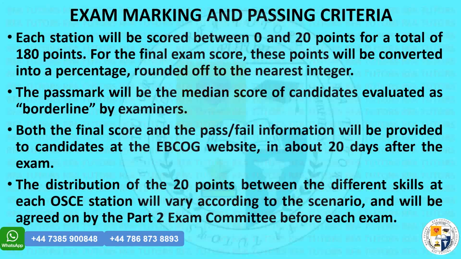Sure. So basically every station is scored from 0 to 20. That means naturally you have 9 active stations, so the total is 180 points. And of course, that will be converted into a percentage over 100%, and that will be rounded off to the nearest integer.